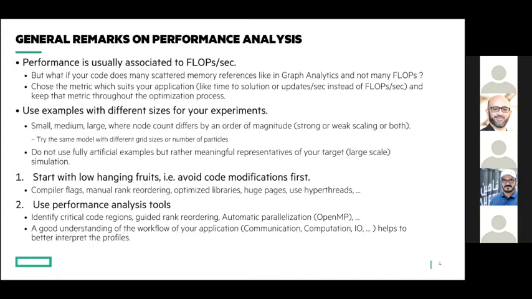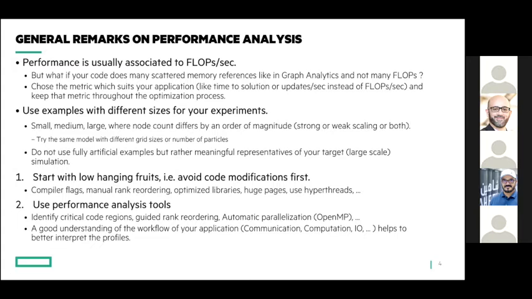Good practice is to choose small, medium, large versions of a test case for application analysis, where, for instance, you can choose the same model and change the grid size or number of particles in a simulation and so on. I don't recommend using fully artificial examples like micro benchmarks to understand the performance of your code. Just try to use a meaningful representative of your target application, which has to run at large scale. So it has to be something that you are targeting in the end.